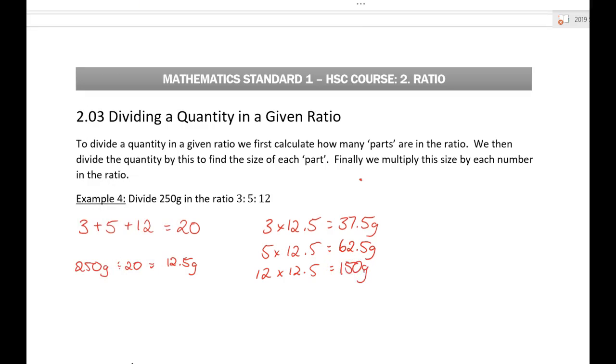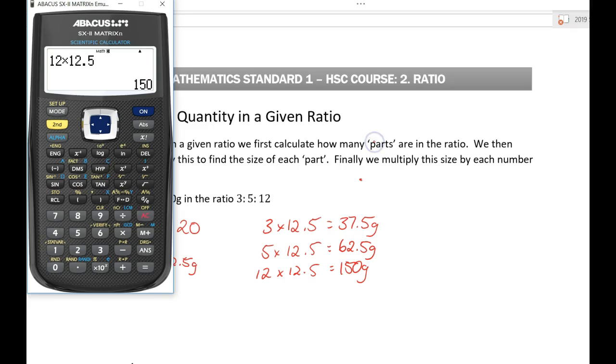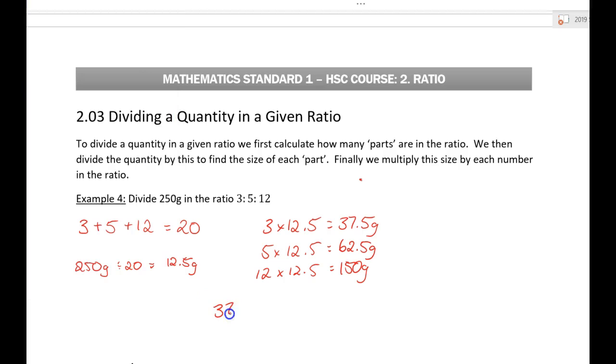Now, are they all going to add up to 250? I think they will, but let's just grab our calculator to be sure. So, there's my 150 plus 62.5 plus my 37.5. There's my 250 grams. Okay, you can see how it was broken up, and we should probably write it like this: 37.5 grams to 62.5 grams to 150 grams. There we go. That is dividing a quantity in a given ratio.